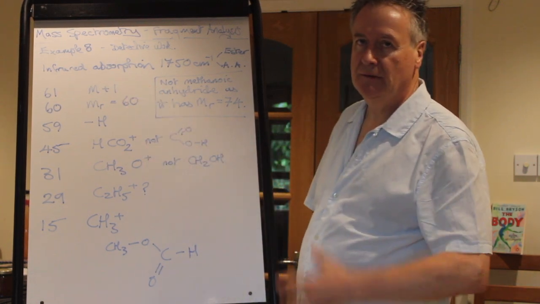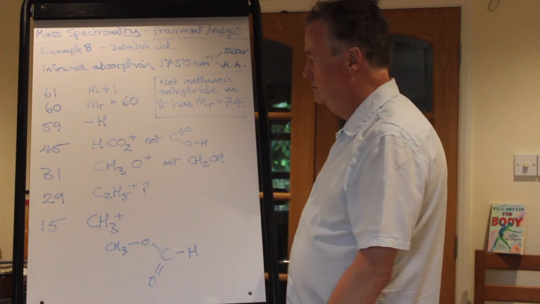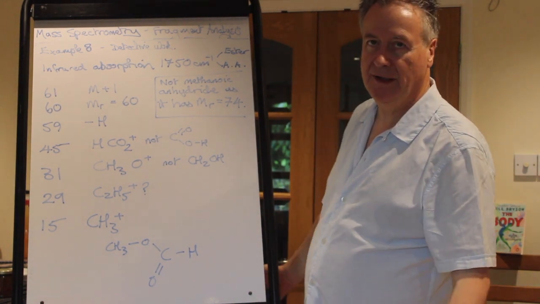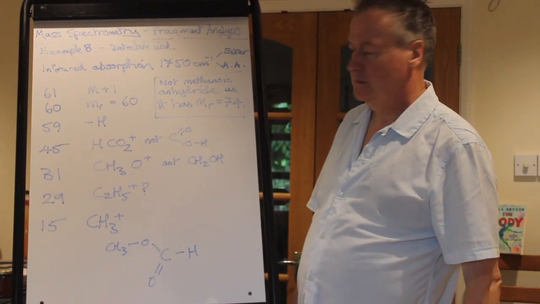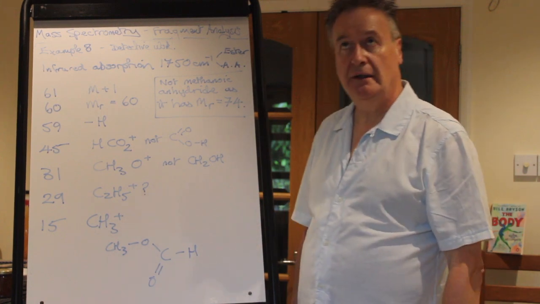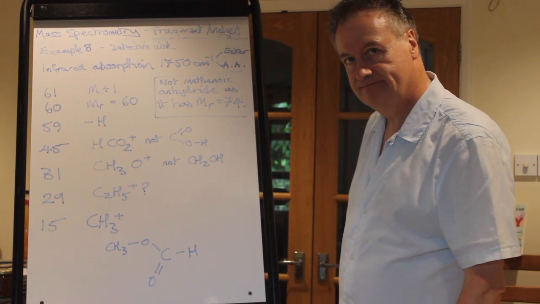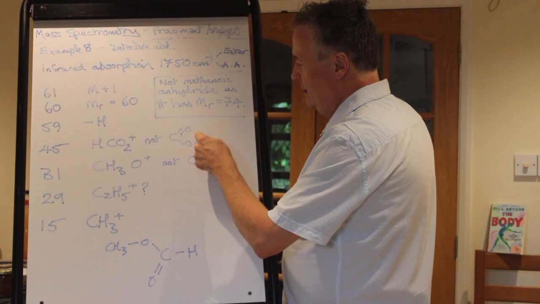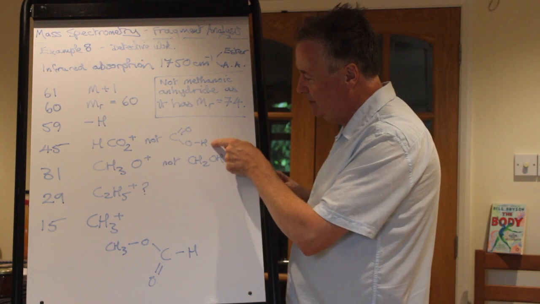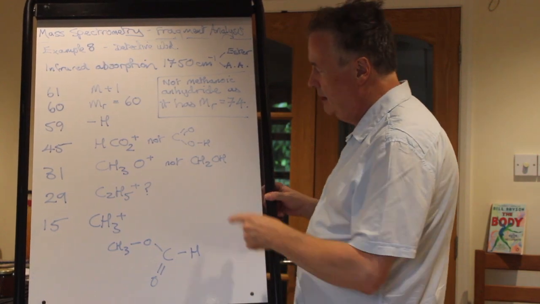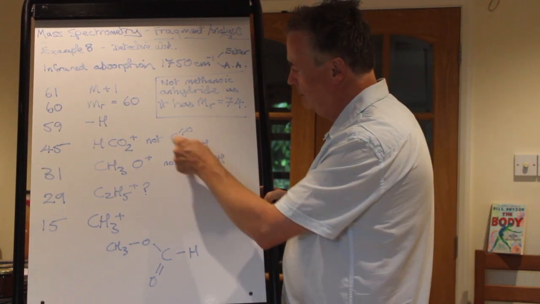61 is the M+1 peak, doesn't really matter. 59 is where you've dropped a hydrogen. We know what 59 would be. It's tricky because 45 leads you to go carboxylic acid, but it doesn't always mean carboxylic acid. It's not that because we've said it's an ester, and an ester won't have that functional group. It'll have something else instead of the hydrogen there. So it is HCO2, but the arrangement is not that.